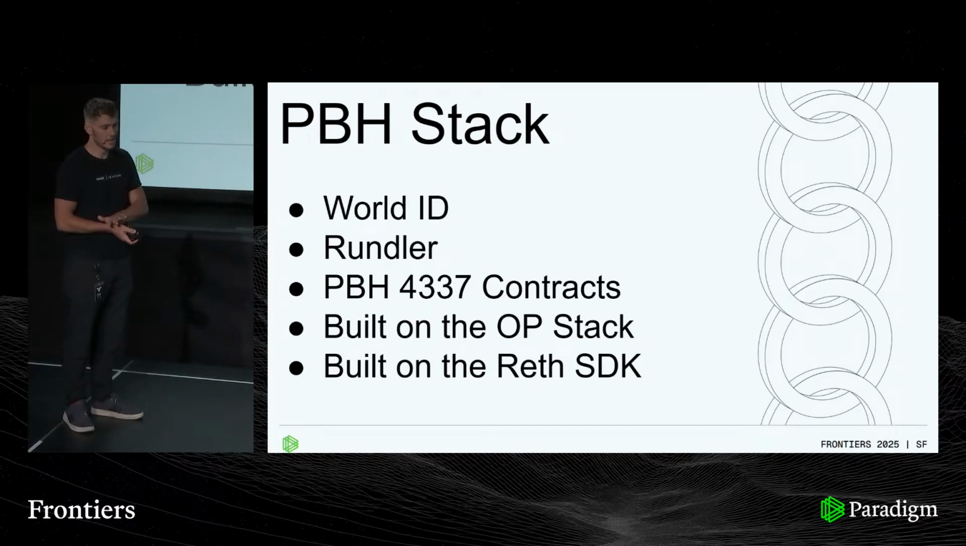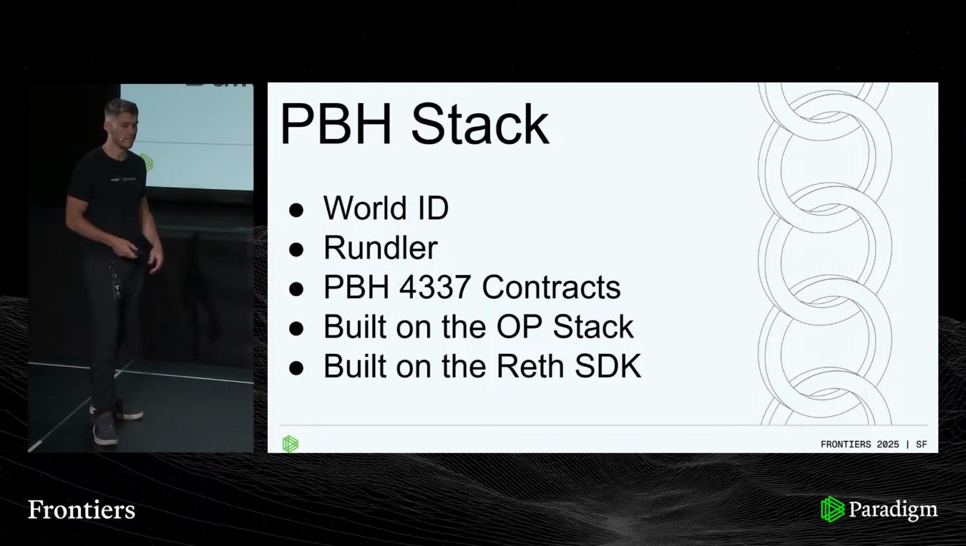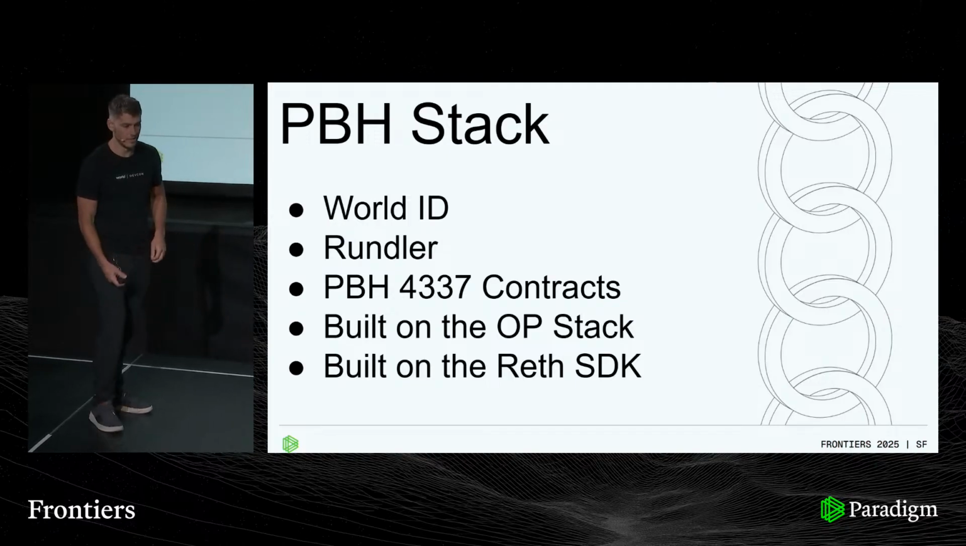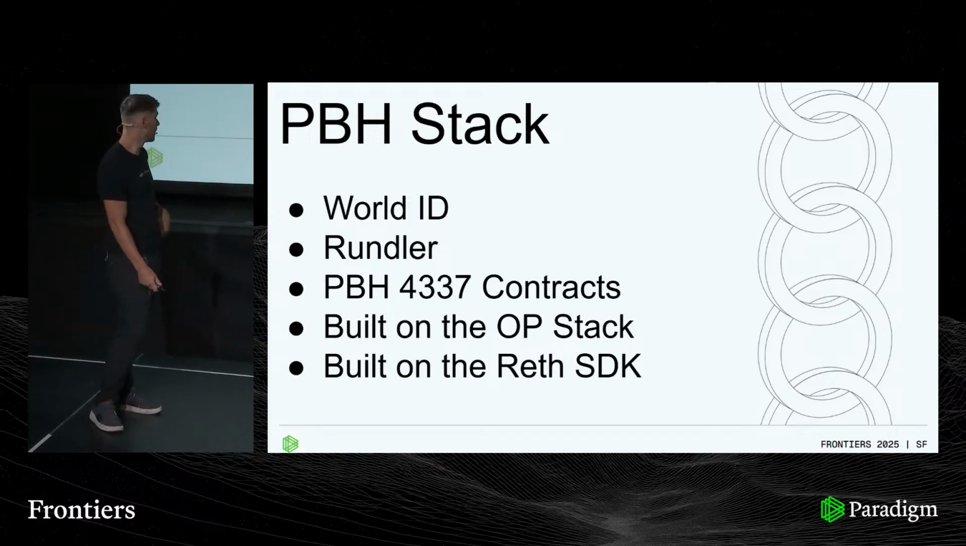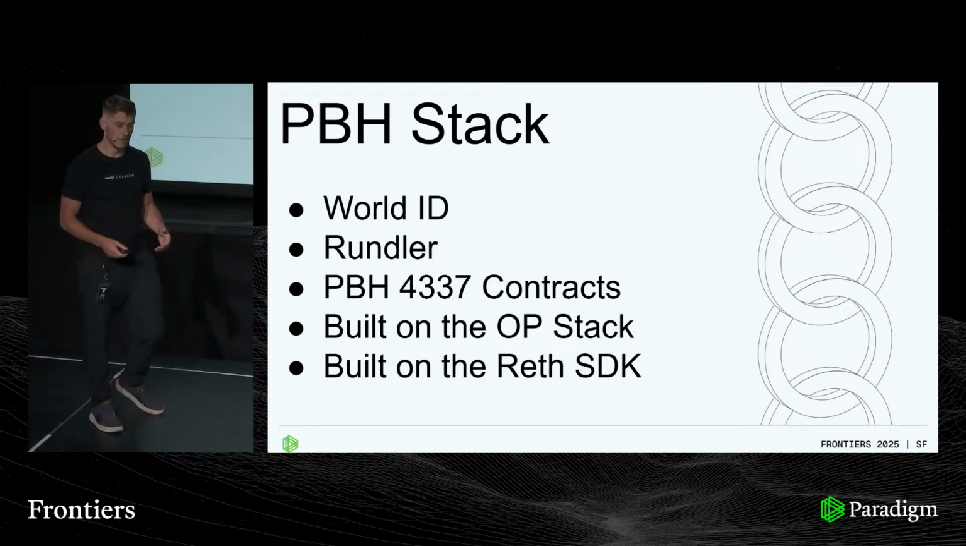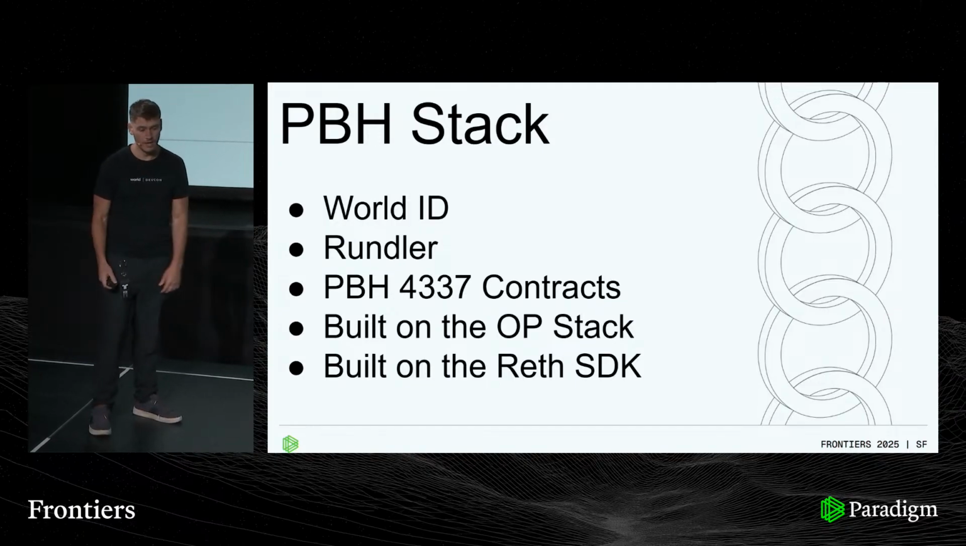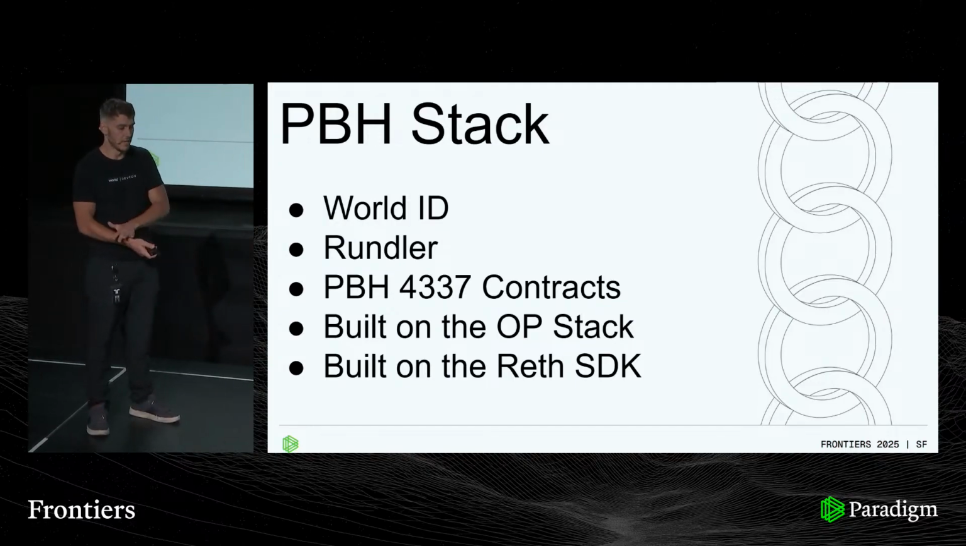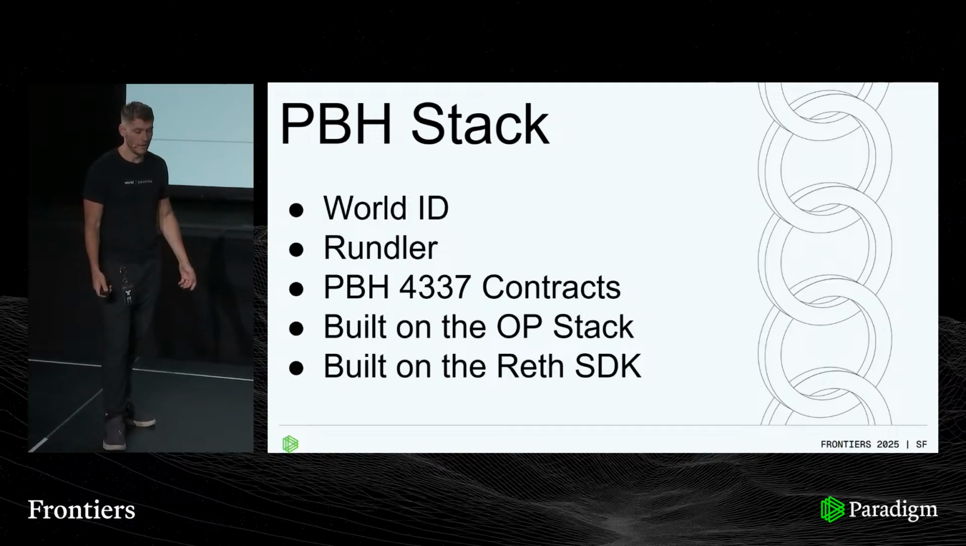So the PBH stack is composed of World ID, which is the basic primitive; Rundler, built by Alchemy, a custom implementation of a 4337 bundler that we use; and the PBH 4337 contracts. World Chain is built on the OP stack, and our block builder is built on top of the Reth SDK. I didn't mention it in this slide, but we also integrate rollup boost, which allows us to have an external block builder within the OP stack.